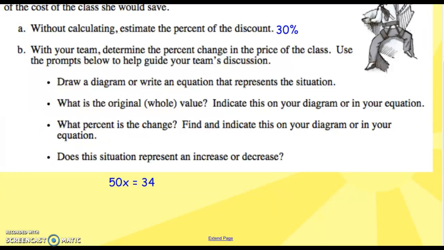So I'm going to write an O for original, and the original is the $50. The percent change is going to be x. So I'm going to write a C for change because that's how much it's changing by. And then this one, it doesn't tell me to, but this is my new cost here. So it says, does this situation represent an increase or a decrease? And for this, my answer would be decrease because my total is becoming less, unlike the last equation.